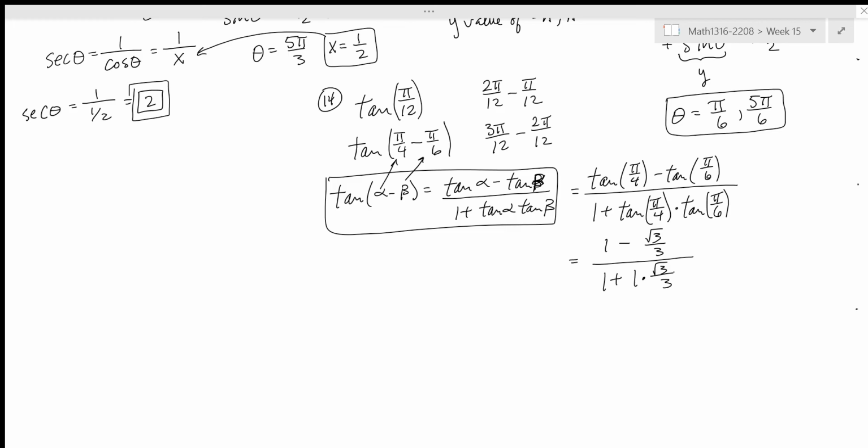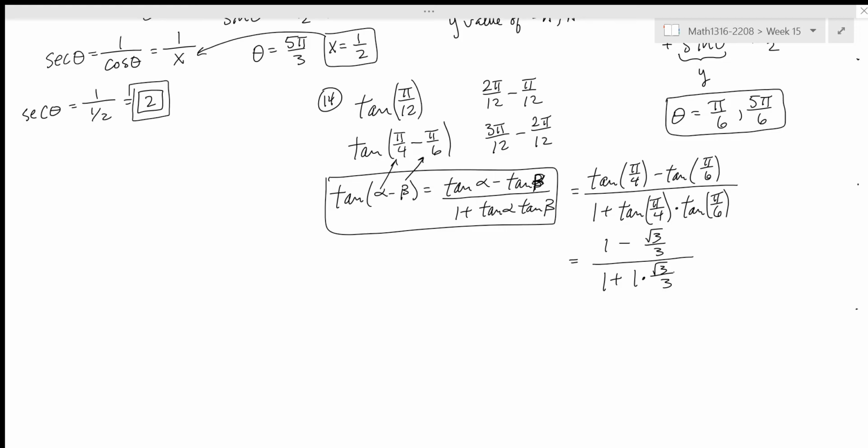Everybody see how we get square root of 3 over 3 for tangent of pi over 6? Well, there's two ways you can do it. You can do it with the calculator, or you can go to your unit circle at pi over 6, and you can do the y coordinate divided by the x coordinate. Remember, tangent is y over x. And if you divide that, you get your square root of 3 over 3.